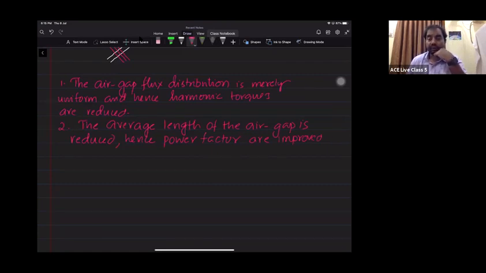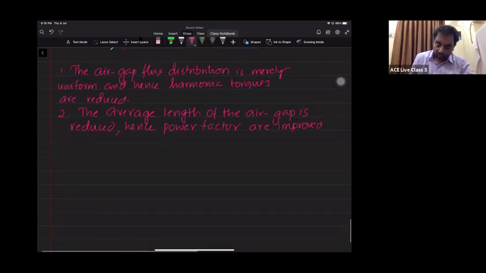Is it clear? Right. So these are the advantages and disadvantages of semi-closed slots. But please keep one thing in mind. These are not individual advantages and disadvantages, but they are when compared to open slots.